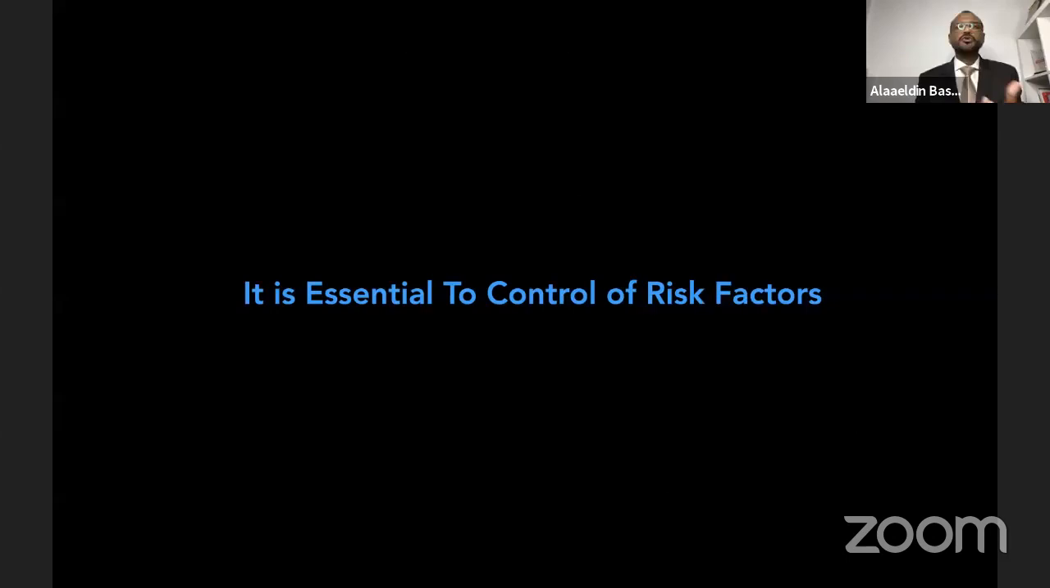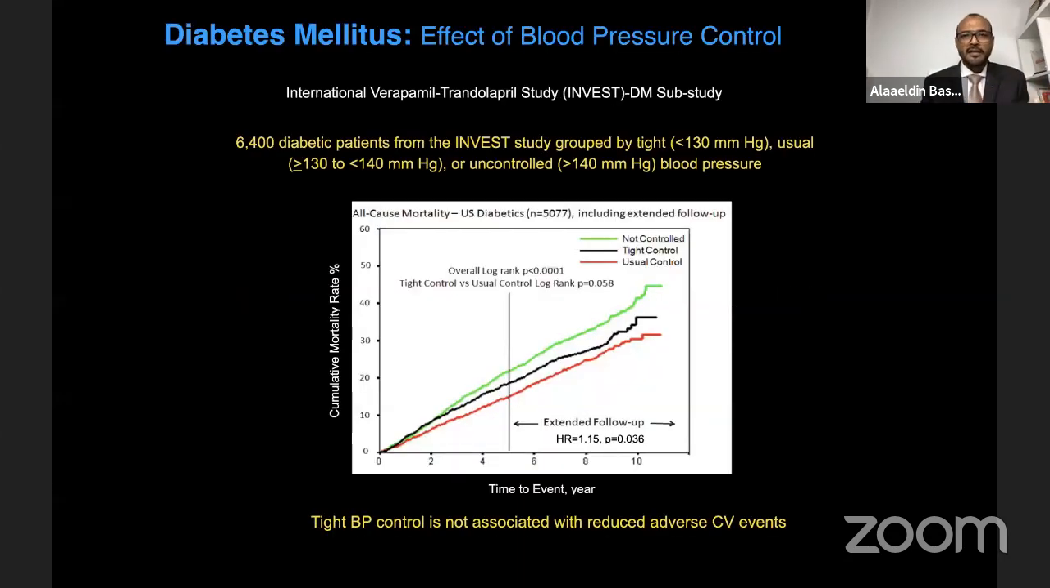So what should we do? I think the answer is we should control risk factors. And when I say risk factors, we should control diabetes, we should control blood pressure, and we should control the lipid profile as well. So what data do we have?